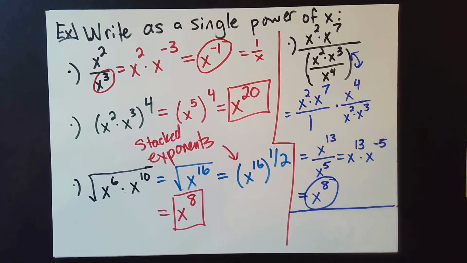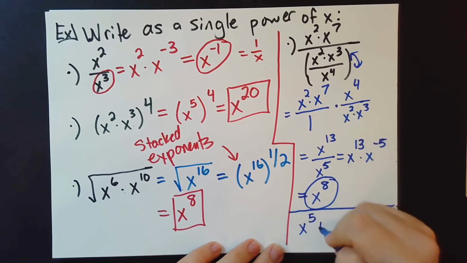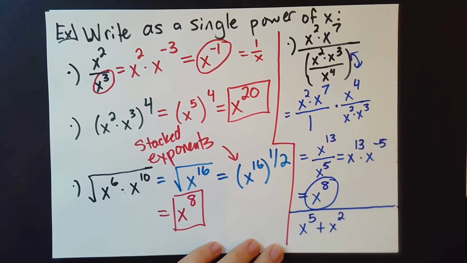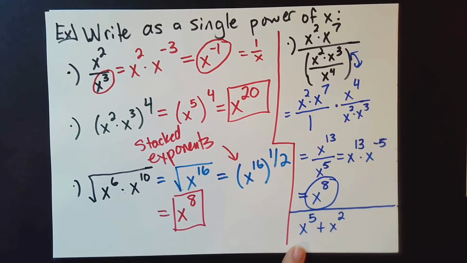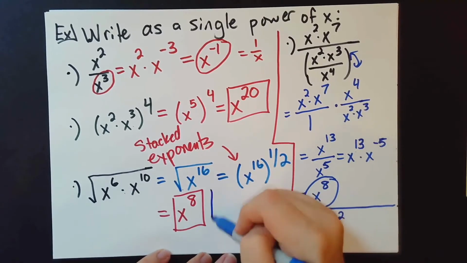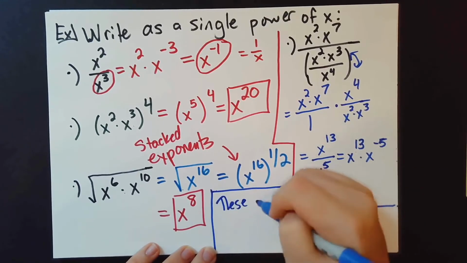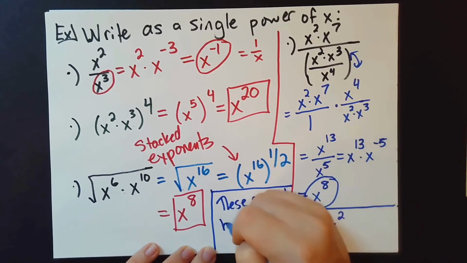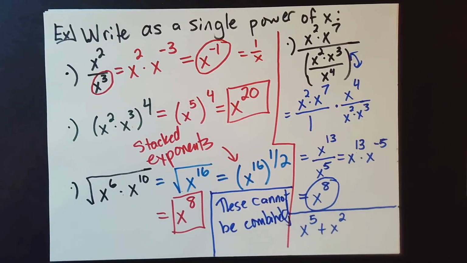As a last note for this example, often students will ask, what happens if I have something like x to the 5th plus x squared? How do I combine these? And the answer to this is very simple. You don't combine these. If I add two different powers of x, there's nothing I can do to combine them into one power of x. So these cannot be combined. Be careful that you don't invent your own algebra rules that allow you to combine things that you can't combine.